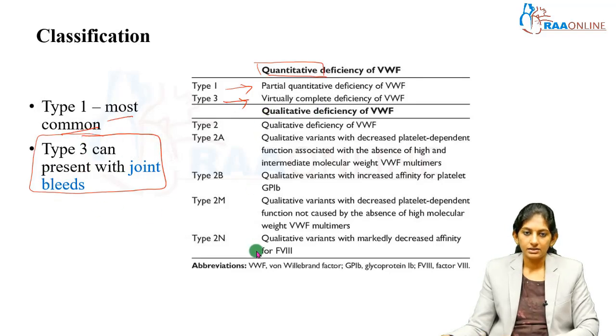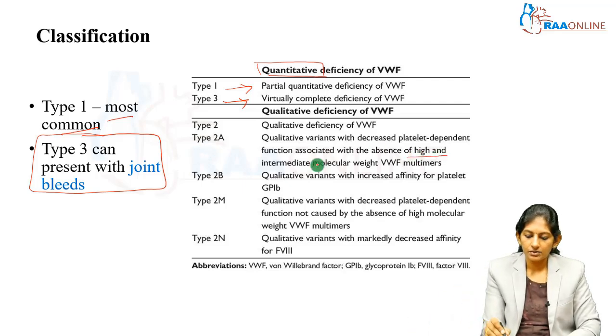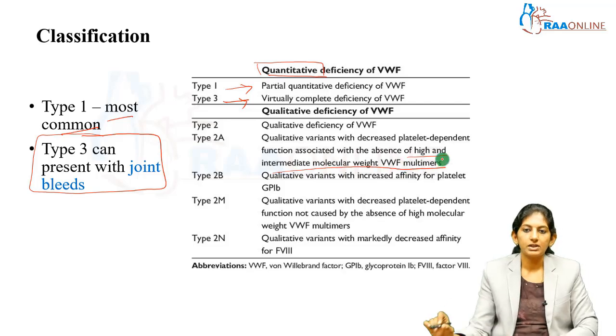Coming to the next category, type 2. Type 2 is a qualitative deficiency. When we measure the amount of von Willebrand factor quantitatively, it is normal, but it does not work properly. Why don't they function properly? Again, we have 4 different categories with minute changes in their function. In type 2A, high and intermediate molecular weight polymers will be absent. When the multimers are absent, the von Willebrand factor does not function well.